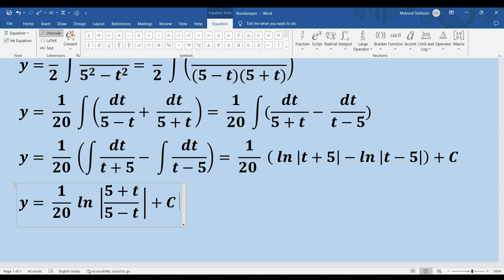And remember, folks, we did a substitution originally t equals 2x, right? I cannot leave this in the form of t. So I'll have to put back everything in the form of x. So I replace my t with 2x, and therefore my answer to this problem is 1 by 20 times ln of mod of 5 plus 2x divided by 5 minus 2x plus c.